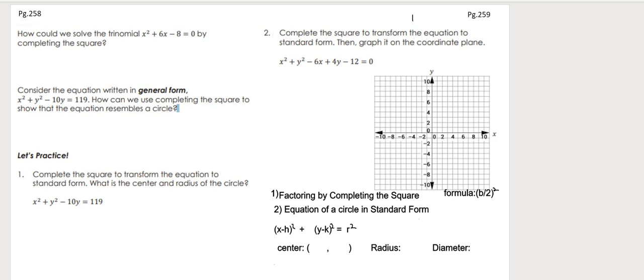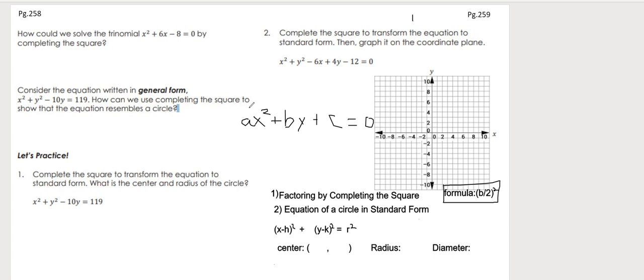Now, by completing the square, there's going to be a little formula that you need to remember. And the formula is, I did my best here, b divided by 2, and you square it. And I'm going to show you what that means, okay? Now, on a quadratic equation, I don't know if you guys remember, the standard form is ax squared plus bx plus c is equal to 0.